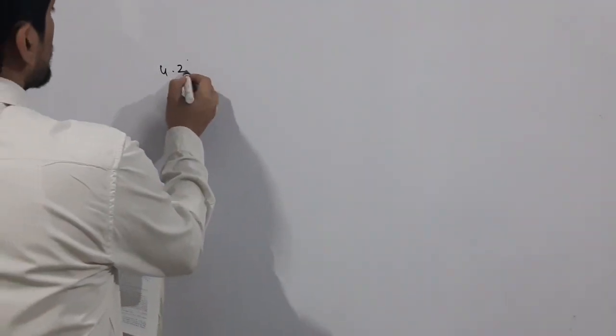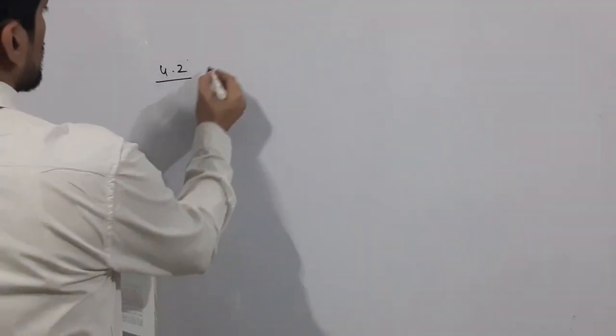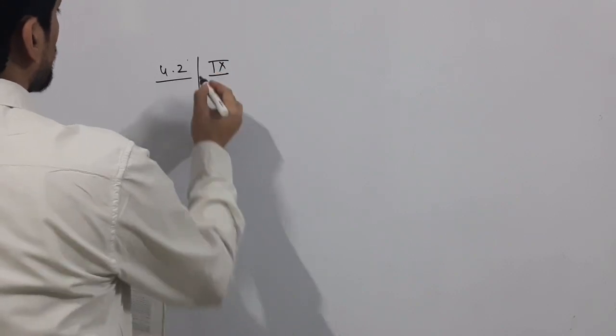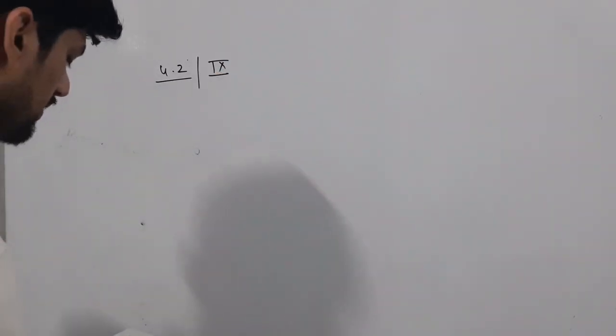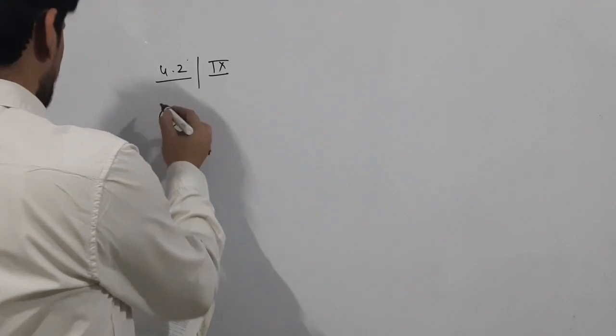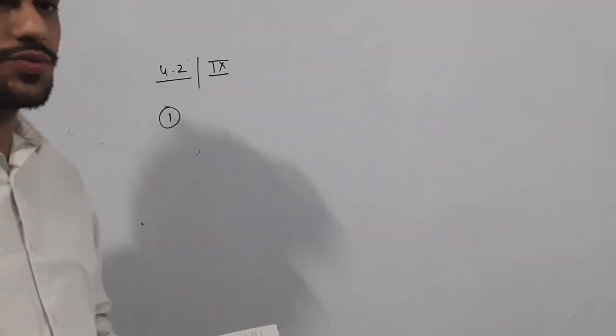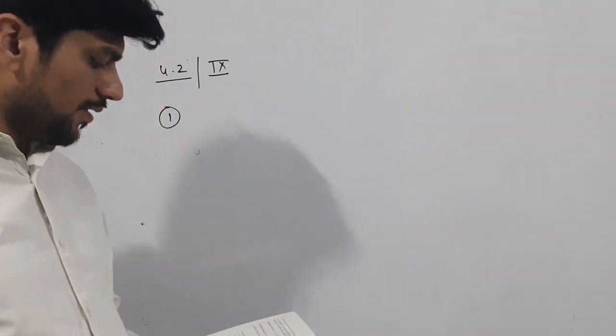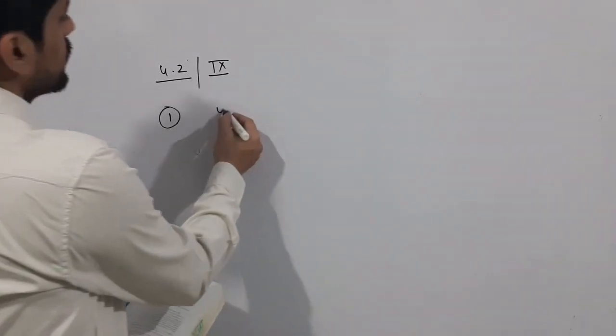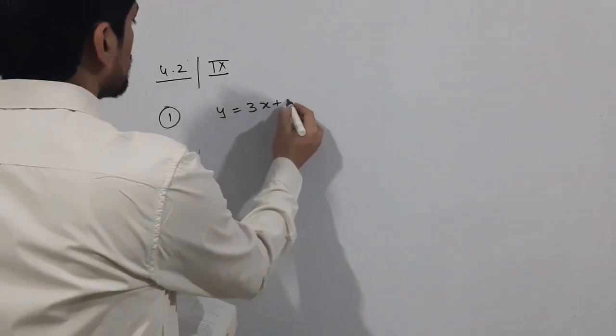Today we will cover exercise 4.2, class 9 mathematics, chapter 4, linear equation in one variable. So first question is, which one of the following options is true and why? And the equation is y equals 3x plus 5.